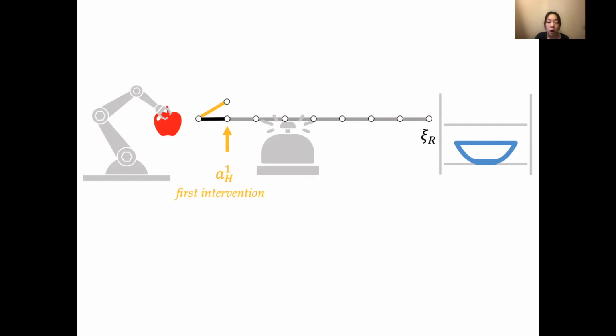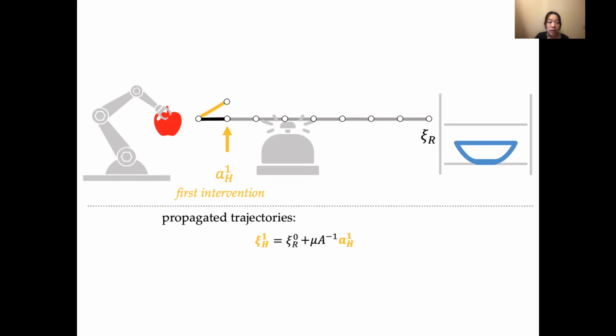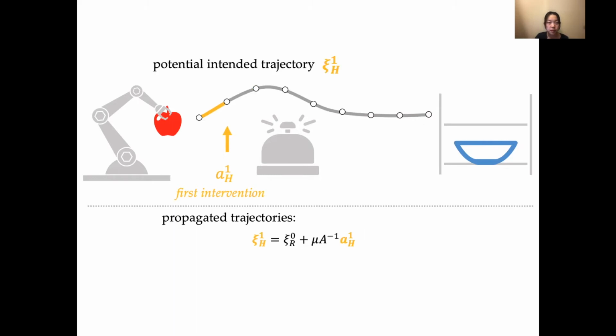She pushes up the arm so that the robot moves up. Now that we have the human correction AH1, we're going to smoothly deform the robot's original trajectory in the direction of the human correction AH. Here, mu and A are hyperparameters controlling how conservative this deformation should be. With this propagation, we now have a potential intended trajectory, SH1, that the robot can follow. We then proceed with this trajectory until the human sees that the robot is going towards the incorrect upper shelf and decides to intervene again.